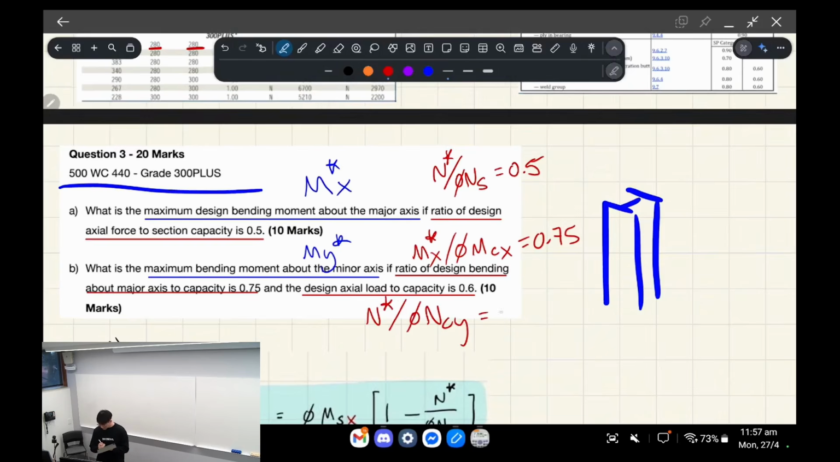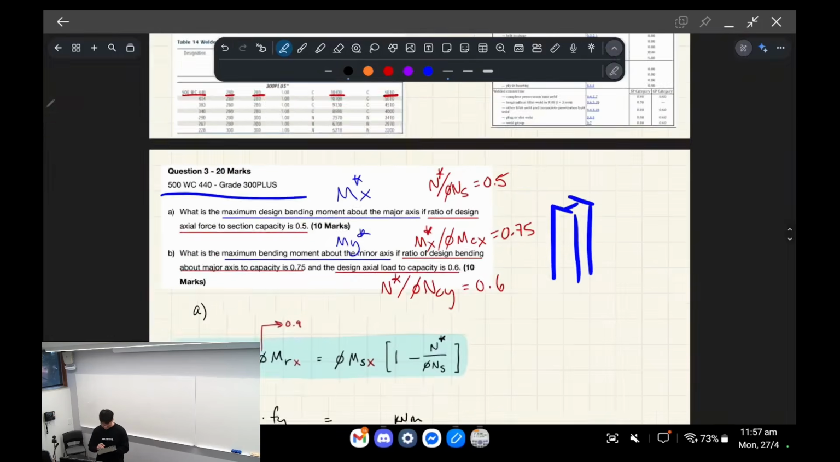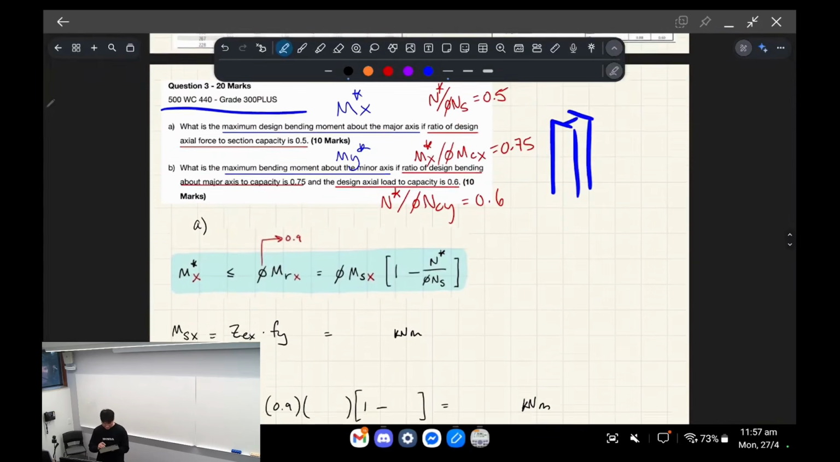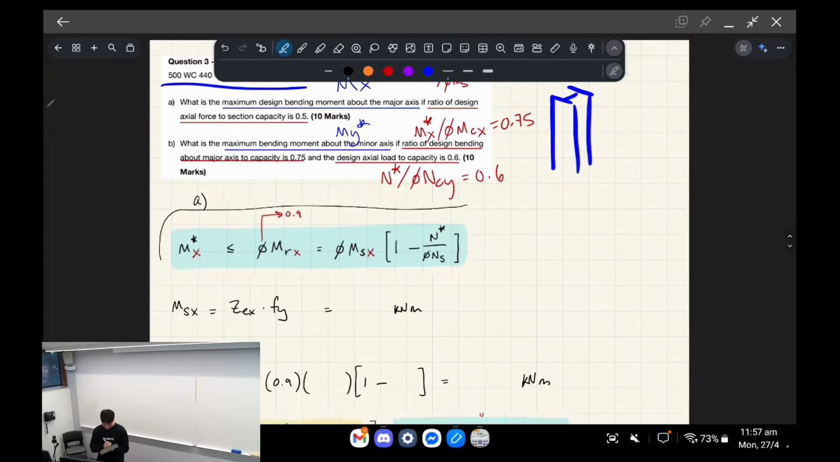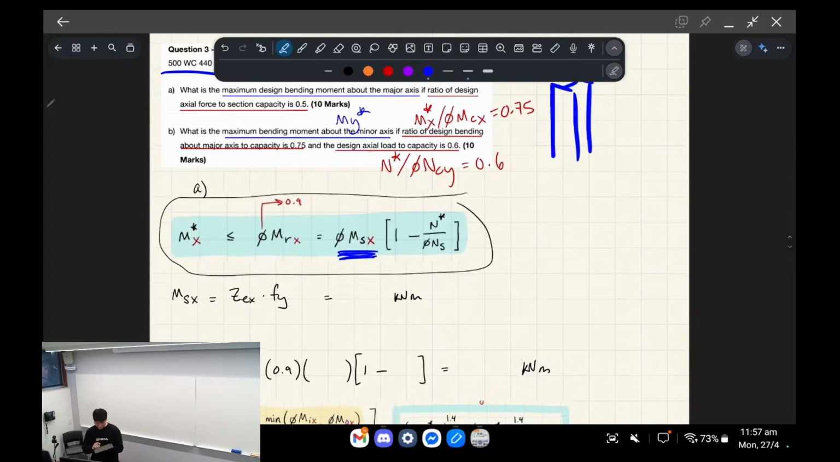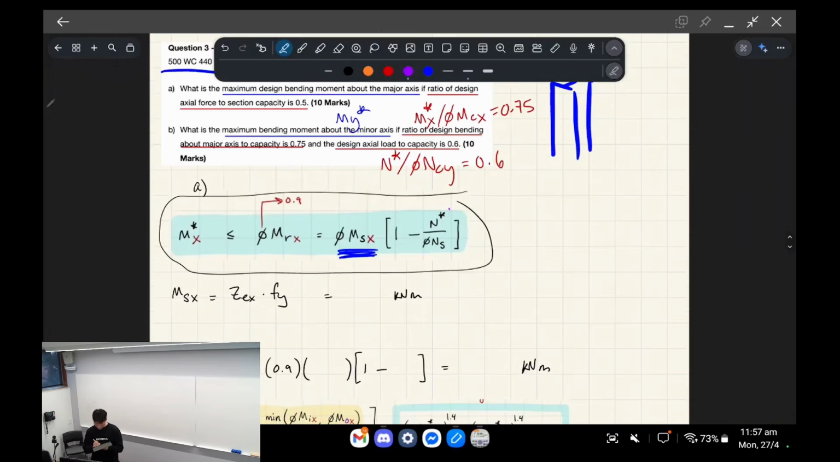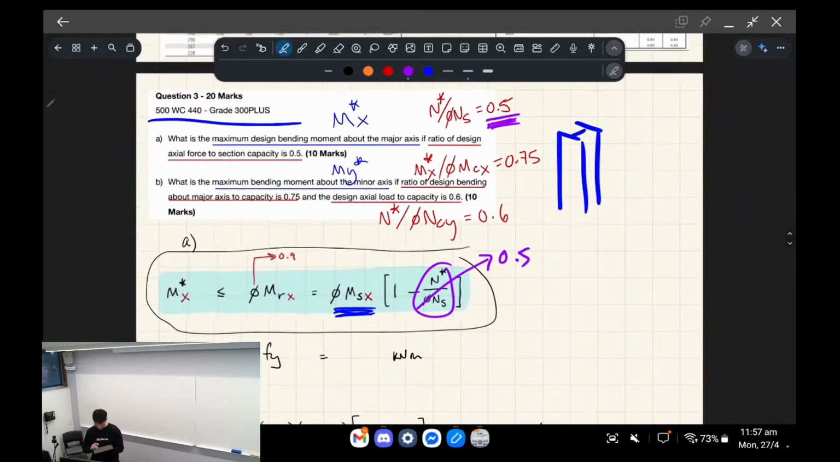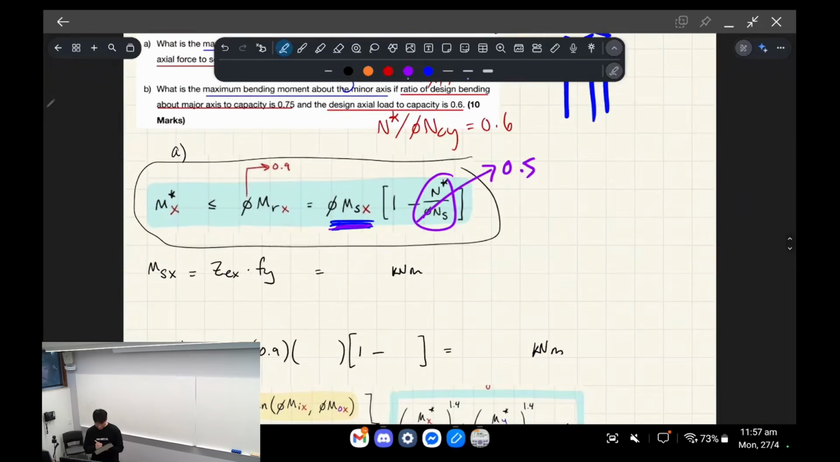Okay, I'll show you what this means as we go. But let's do the first part first. So we look through our formula sheet and we find this formula, which is talking about the reduced capacity. First thing we've got to do is compute the section capacity, and we were given that this was 0.5 from the question. So that's this bit of information. So we just got to find this first.